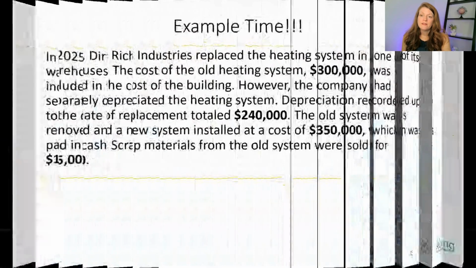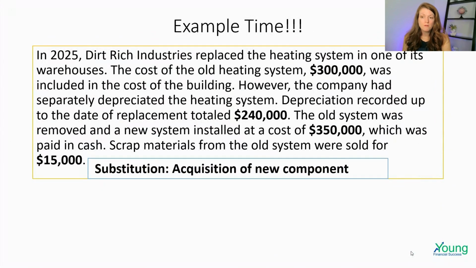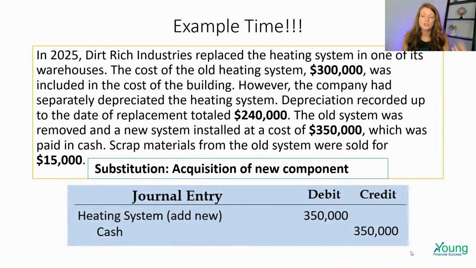All right, and if we did that, we would also include the acquisition of the new component within the same entry. So then we would show the new component, which we would either put as the heating system or record as an increase to the building itself for the $350,000, and we'd be paying the cash for the $350,000 as it showed here.